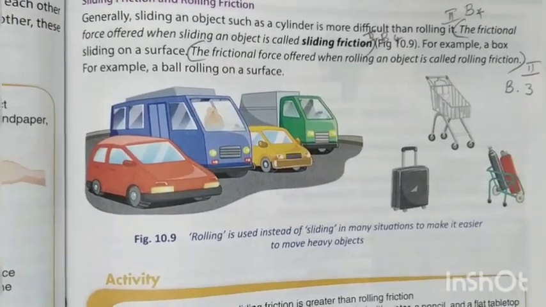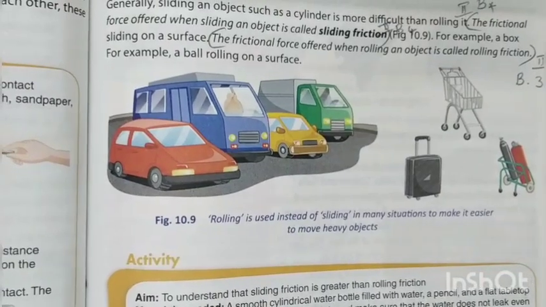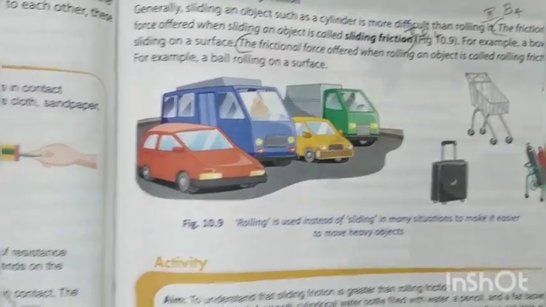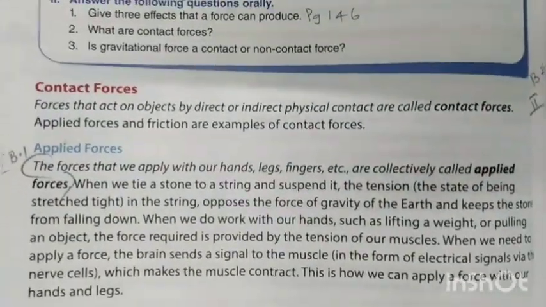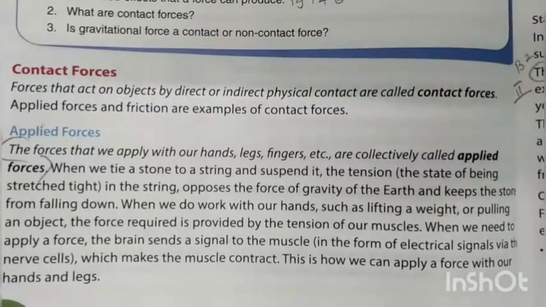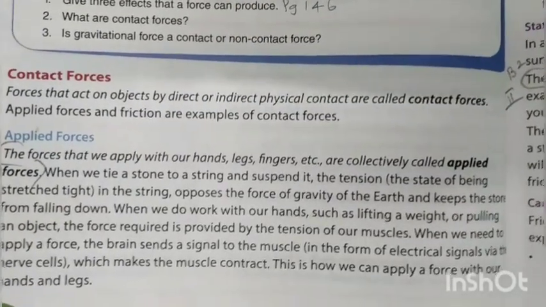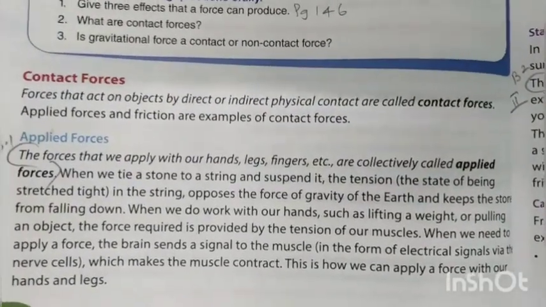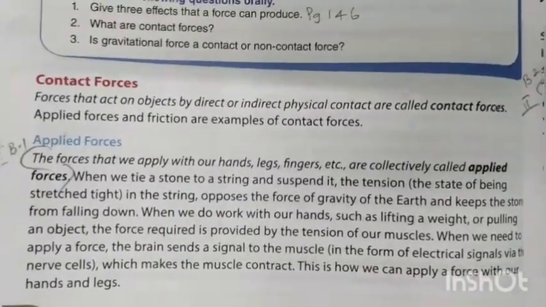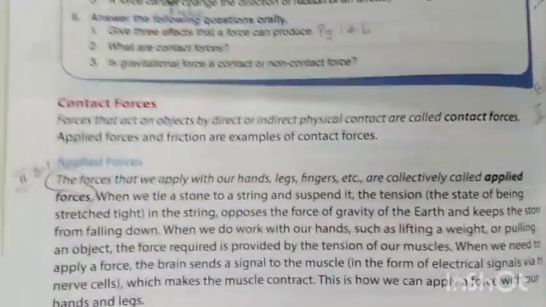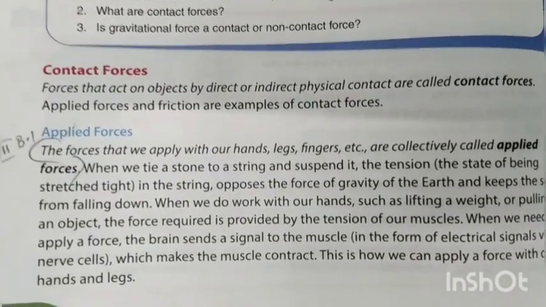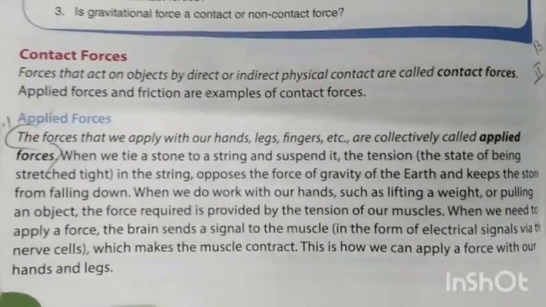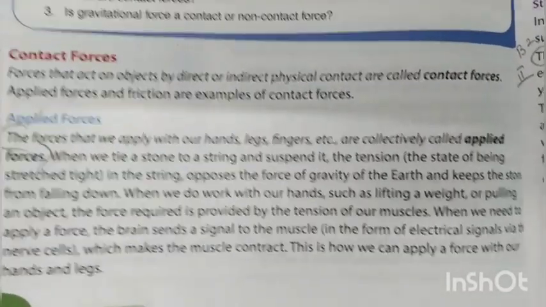Okay, today's class is that much only, students. So, once again we have seen about the contact forces. The first one is the applied force. The forces that we apply with our hands, legs and fingers are collectively called applied forces. For example, when we tie a stone on a string and suspend it, it will not fall down due to the force of gravity. So, that is the first one.